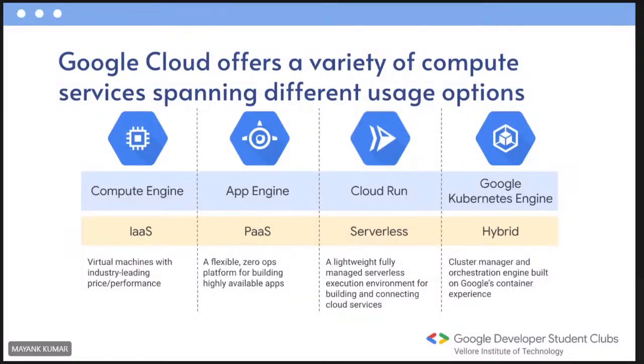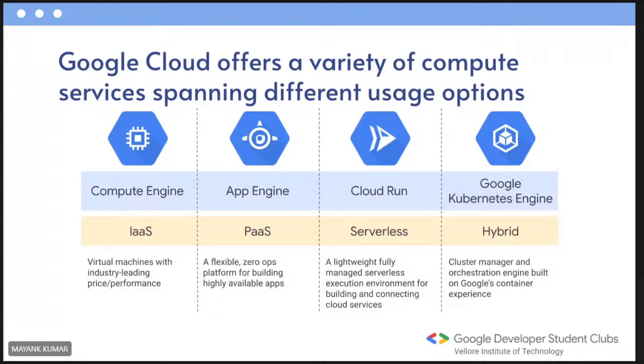From last session, you might remember me discussing IaaS, PaaS, serverless, and hybrid models. So, what are the different offerings of Google Cloud? So, we have Compute Engine, which is basically virtual machines. You can rent virtual machines from Google.